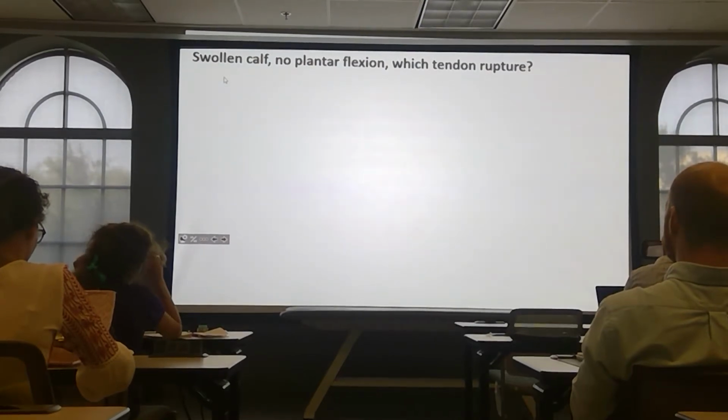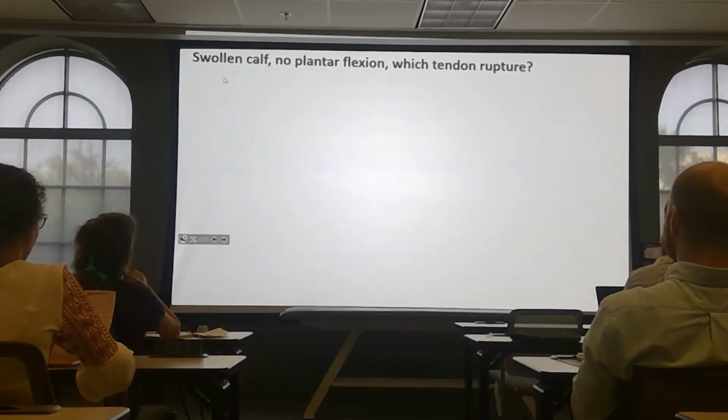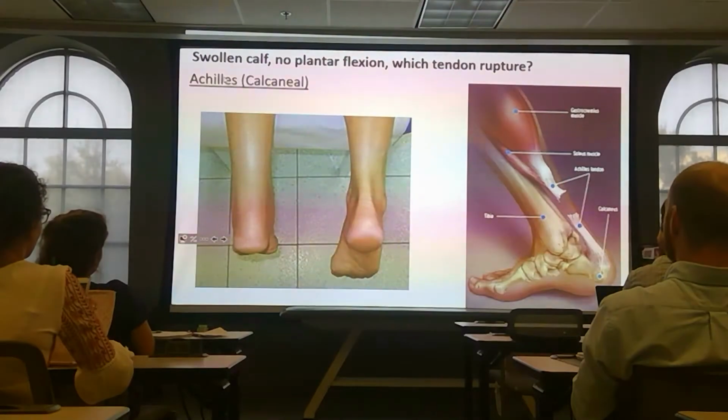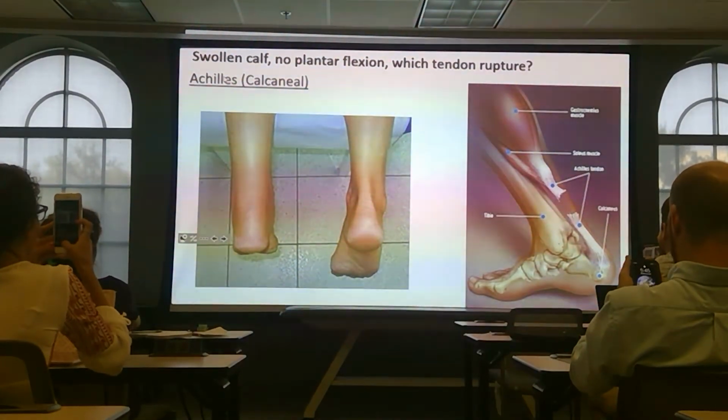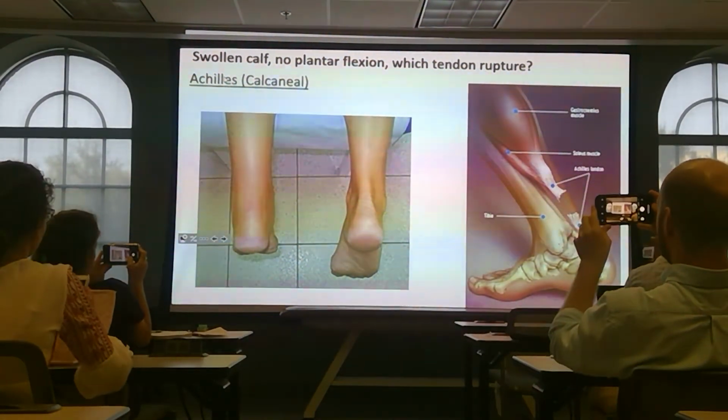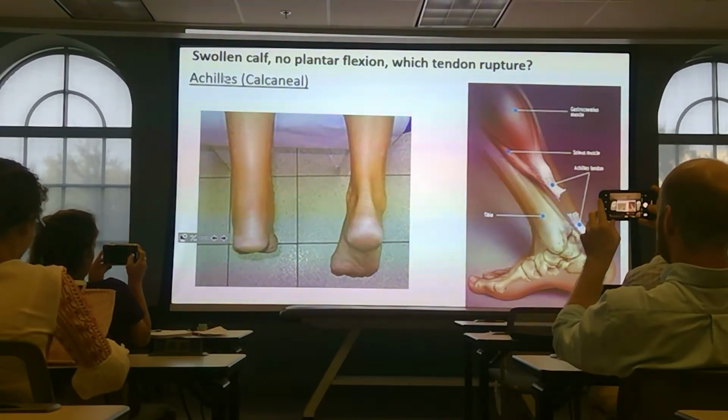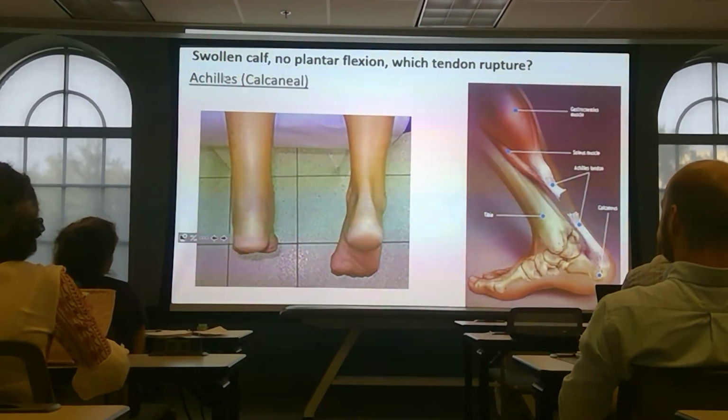Swollen calf, no plantar flexion. Which tendon is going to be ruptured? The big old calcaneal, yep. So you can see a big difference between that left foot and that right foot. You can see the nice slender contour of the calcaneal tendon in the right foot and then nothing in the left.